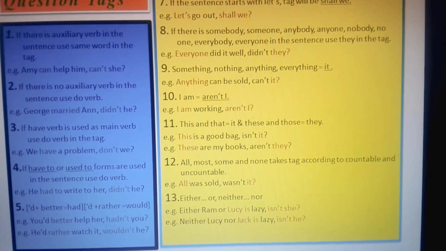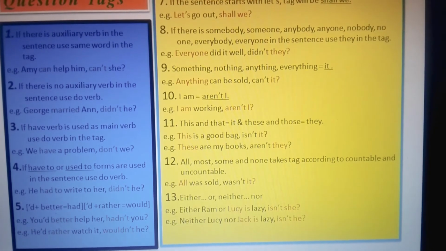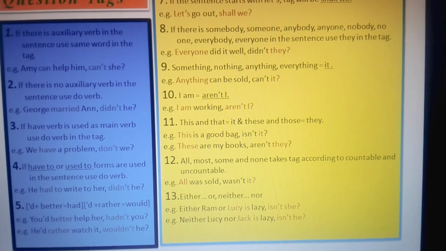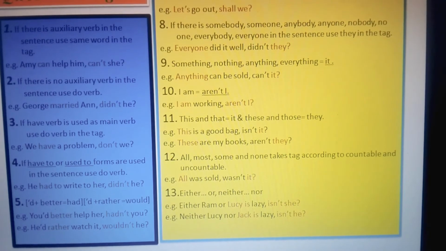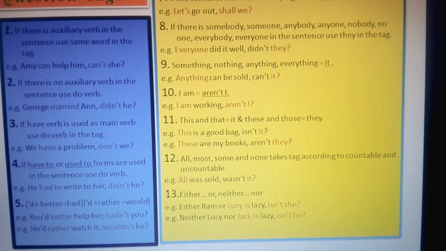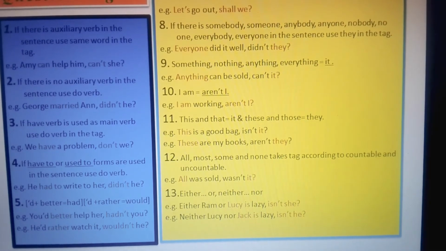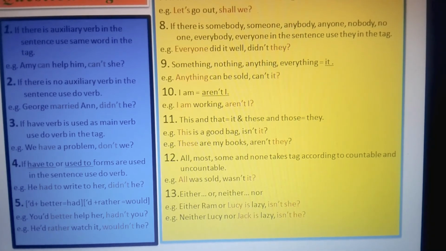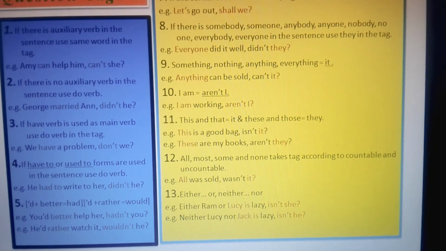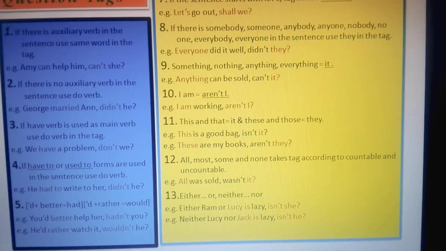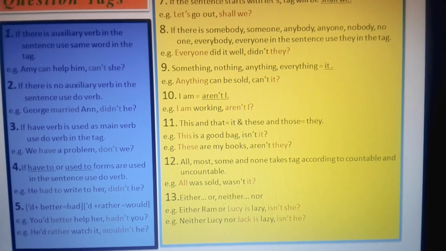Number 12. All, most, some, and none take the tag according to countable and uncountable. Example: all was sold, wasn't it? That might be an object like sugar, that's why it is used there.